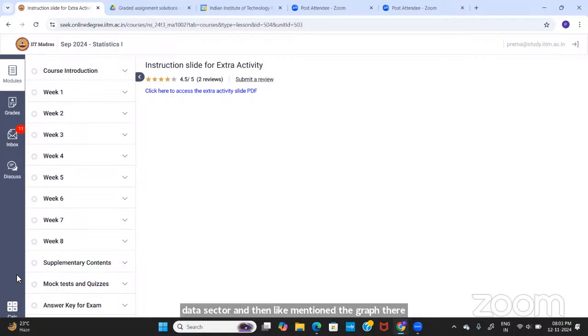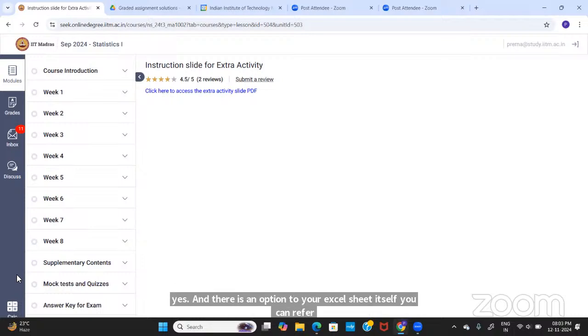I was saying that there is a page which we need to create called statistics. I created a Google Sheet, but I'm confused as to where to add the graphs. Inside that statistics page, where you mention your data set, below that you can create your graph, and then you can give a link to the graph in the same sheet itself. So we can create a subsheet and add it inside that, right? Yes, and there is an option in your Excel sheet itself. You can refer to it in that place so that the graph will be visible.